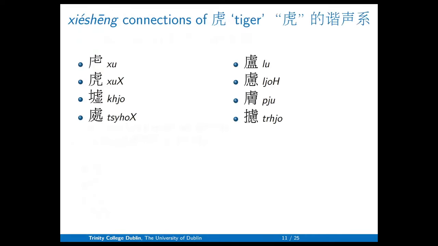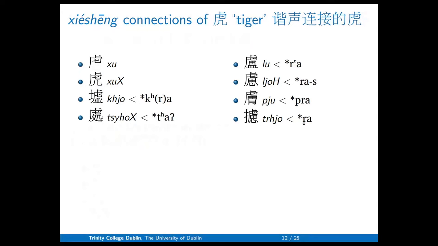Okay. So let's look at the Xiesheng connections of tiger. I don't know if everyone here knows what a Xiesheng series is. Yeah. Okay. So which characters are written using tiger as phonetic? Right. So here they are, and I'm giving the Middle Chinese, right? So hu, qiao, chao, lu, liao, biu, and zhao. So then I reconstruct the ones that are easy to reconstruct. Okay. So this is just, if you take one class in reconstructing Old Chinese and someone says, okay, reconstruct these words from Middle Chinese into Old Chinese, this is what you would get. So these are the easy ones, right?